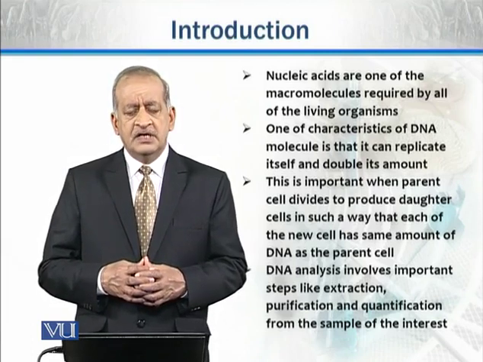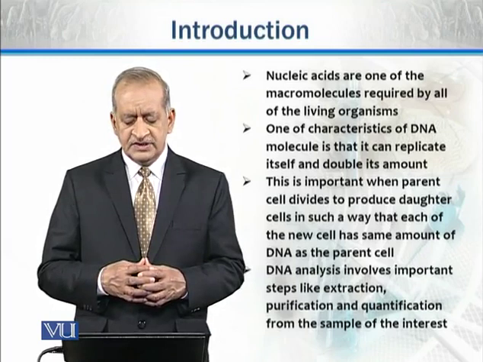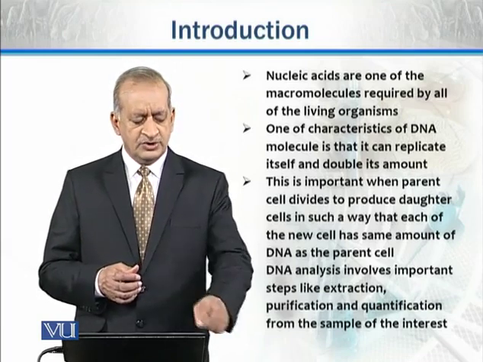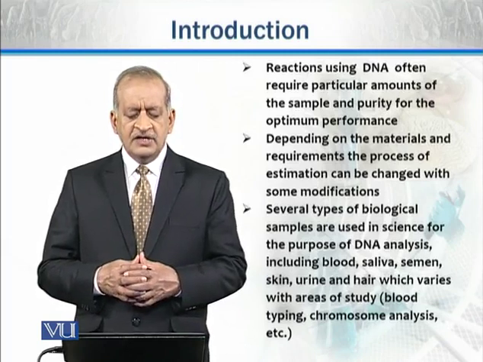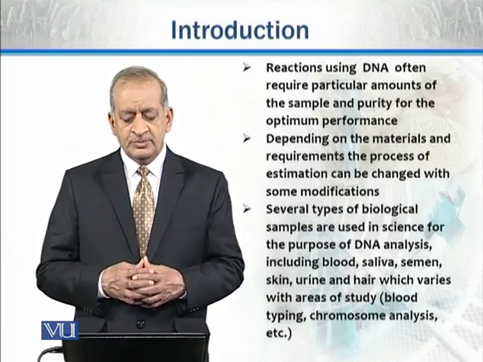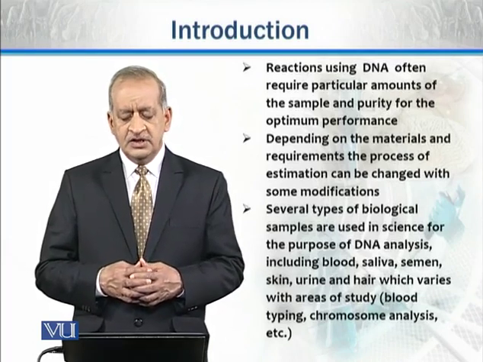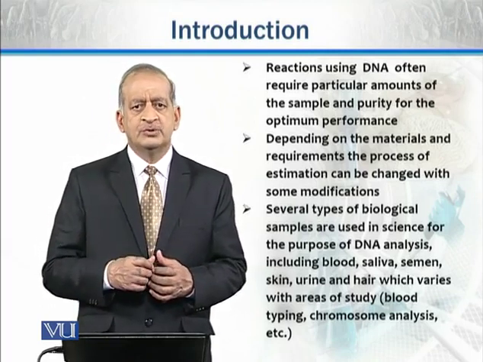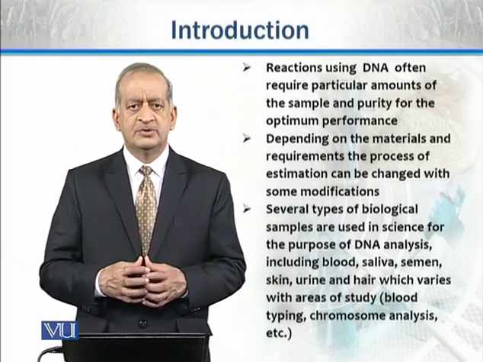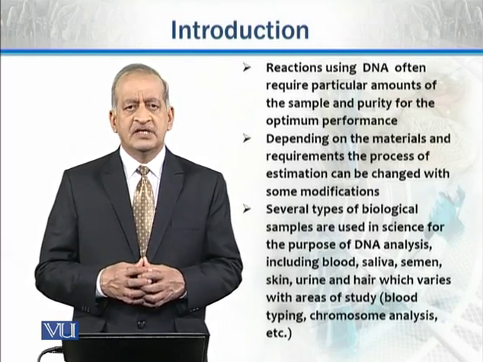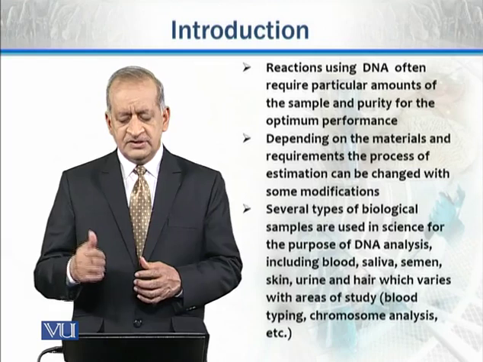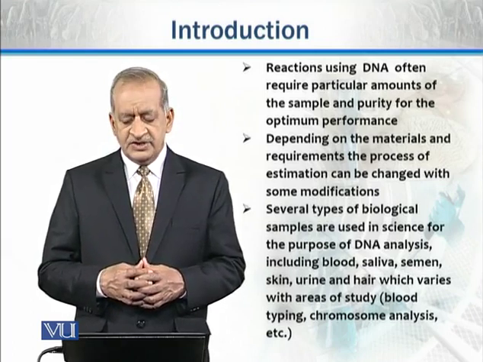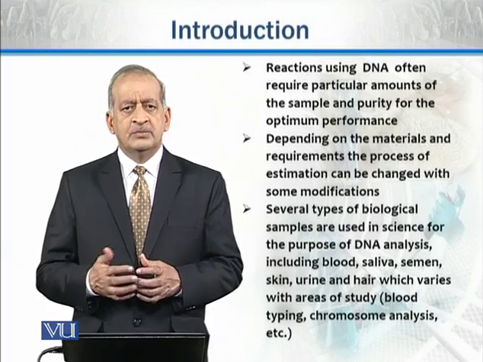DNA analysis, which we will discuss here in this chapter, involves steps like extraction, purification, and quantification from the sample which we want to analyze. And reactions using DNA often require a particular amount of the sample and purity for optimum performance. जाहिर है, अगर सैंपल में DNA कम होगा तो हमें ज़्यादा सैंपल की ज़रूरत होगी, अगर DNA ज़्यादा है तो फिर हमें कम सैंपल की ज़रूरत होगी, और जो प्रोसीजर होता है उसको ऑप्टिमाइज करने की ज़रूरत होती है so that we get a suitable amount of DNA for analysis. And depending on the materials and the requirement, the process of estimation can be changed with some modifications.